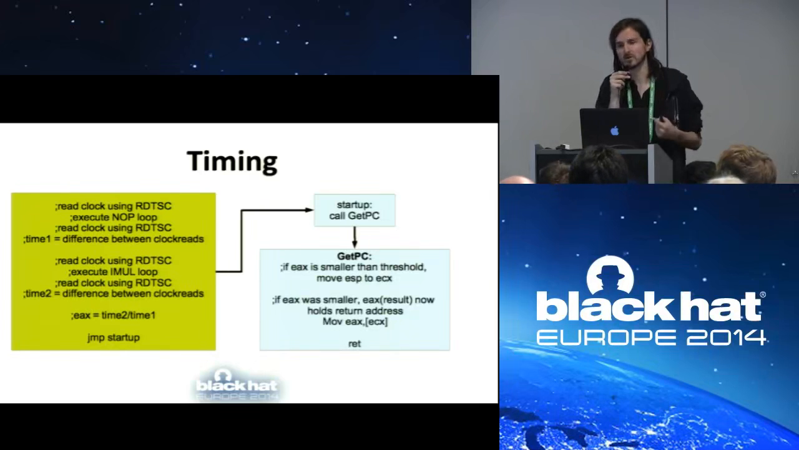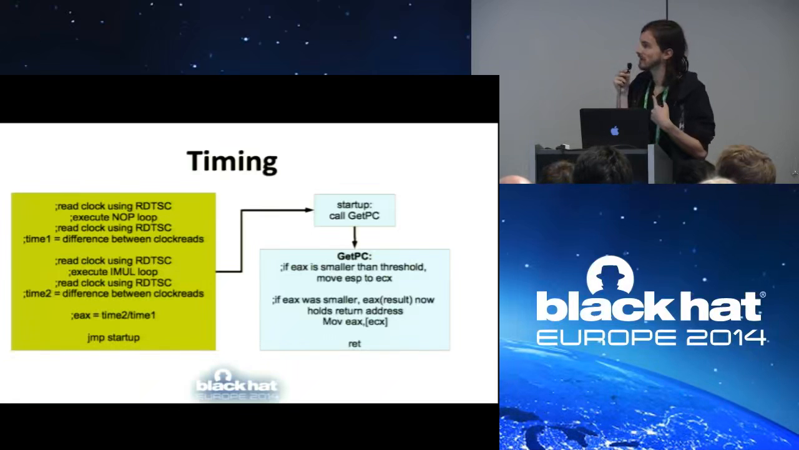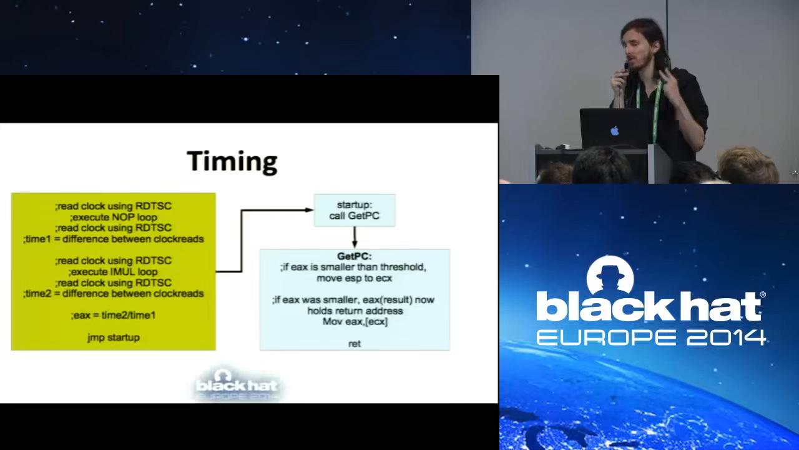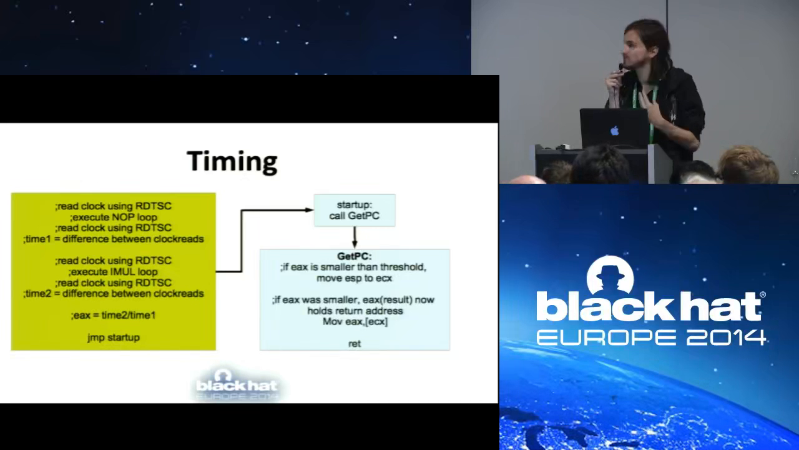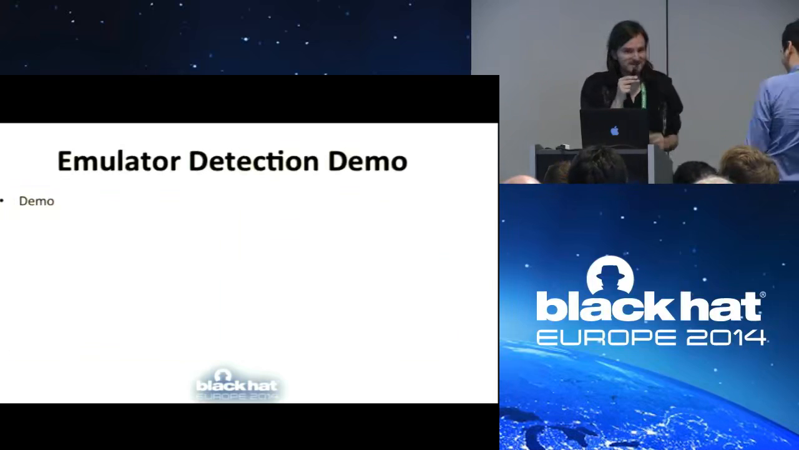So we're executing a loop of no operation instructions, and after that we're executing a loop of computationally intensive operations, such as FPU instructions. Then we take the ratio of those two instruction loops and compare it against the threshold, which is the normal threshold for normal machines, because obviously it's going to be orders of magnitude higher on emulation systems. And then we incorporate this result in our code to prevent proper execution and thus detection. So Ali is now going to demonstrate this.